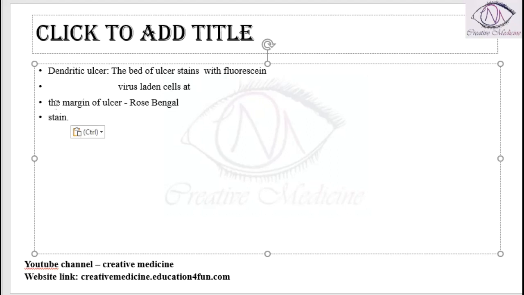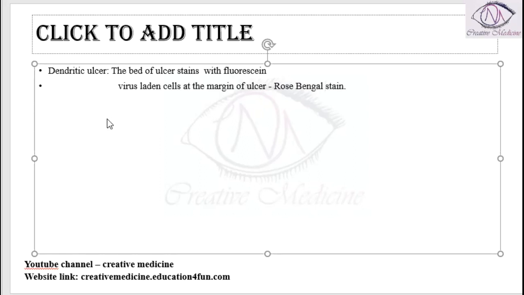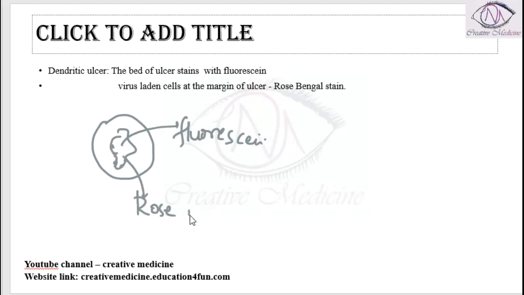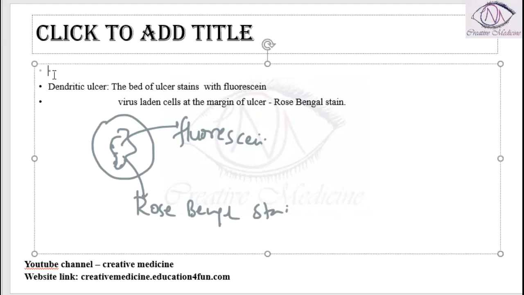So we have two parts in an ulcer. If this is the cornea and this is the ulcer, the bed of the ulcer is stained by fluorescent stain, whereas on the margins of the ulcer we have virus-laden cells, which are stained by rose bengal stain. Dendritic ulcers mainly occur due to involvement of the epithelium.